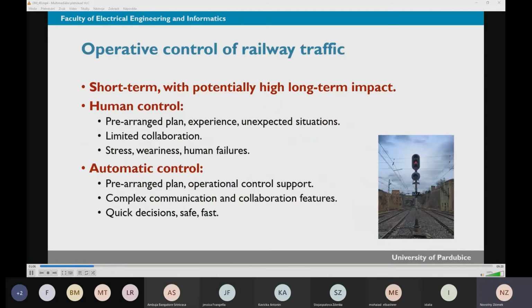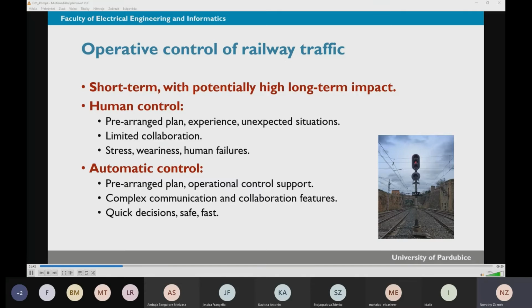A way of effective management of the railway is the operational control. It is short-term planning with, in this case, potentially high long-term impact. The ordinary way to deal with operational control is to let a professional decide. Such decision is based on a mid-term and long-term plan and the professional's personal experience. Humans can also decide even in unexpected situations, but their communication and collaboration is relatively slow and limited. Their opinion also depends on their physical and mental condition.